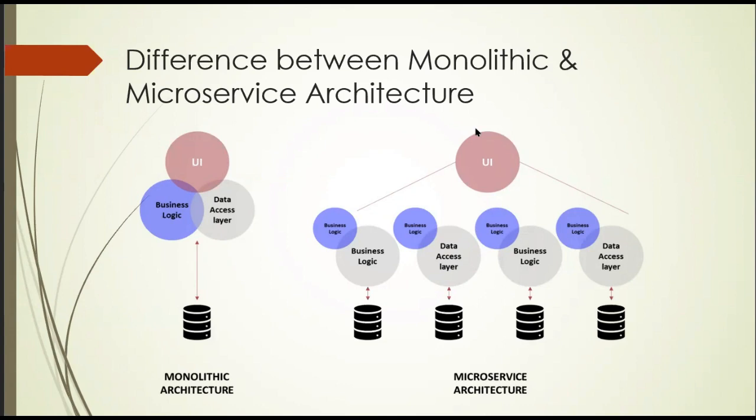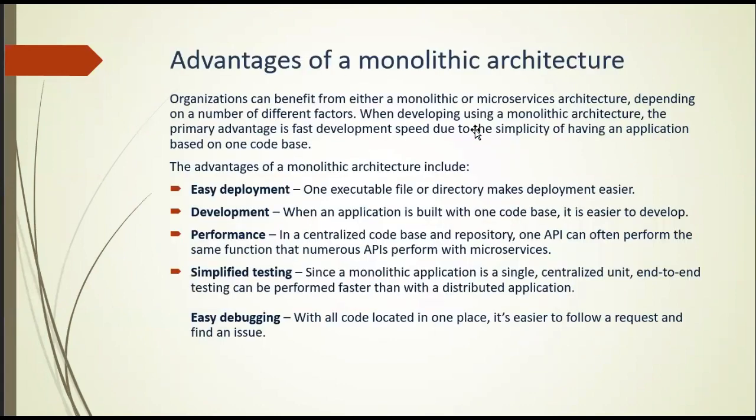So let's see the advantages and disadvantages of monolithic first, followed by microservice. Advantages of monolithic architecture: it is easy to deploy, right? You have one build so that you can deploy it on one server. So that is easier, and development also is easy because it is one code base. And performance: here everything is interconnected, so you don't need to make any explicit REST calls, so your performance is better in the monolithic.